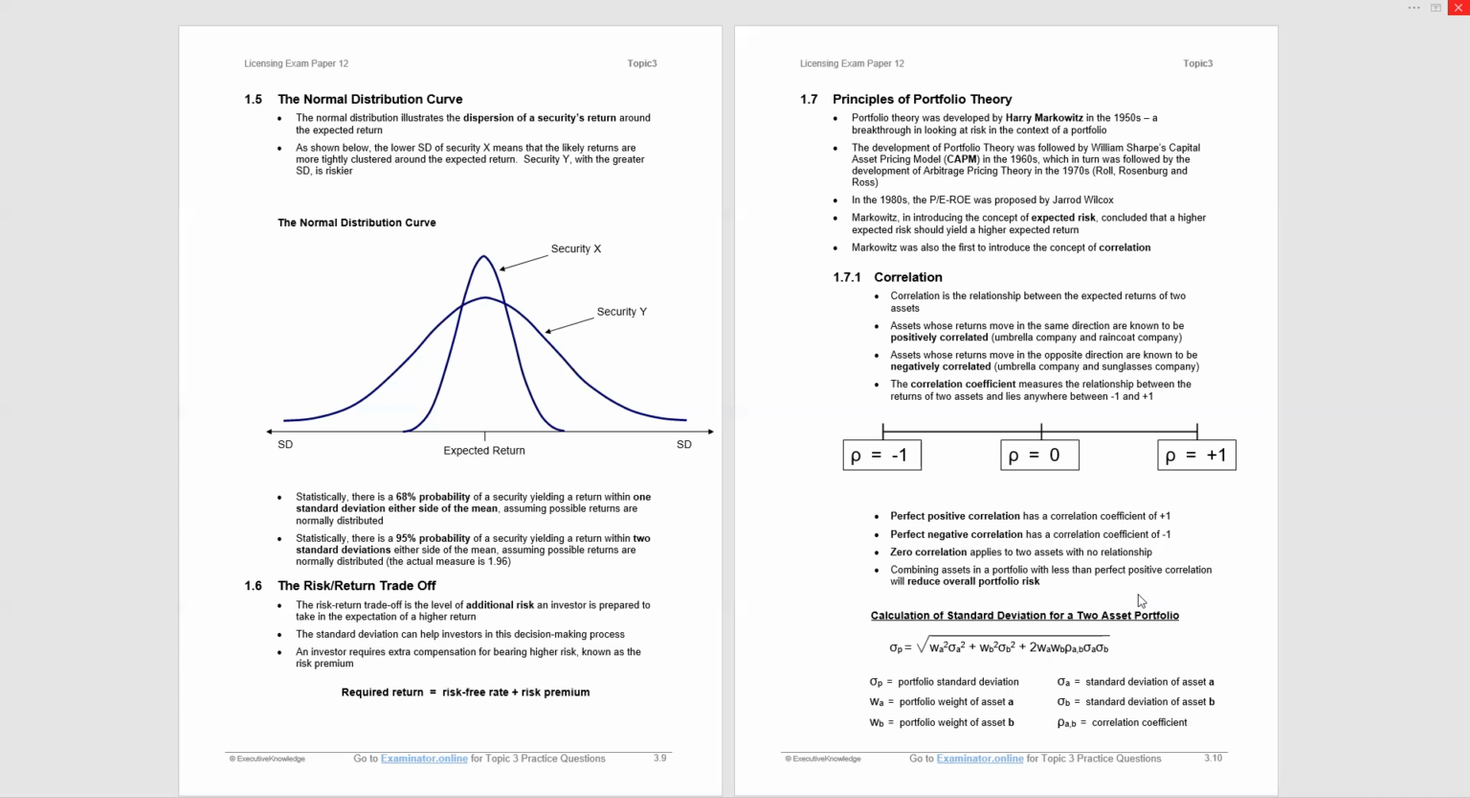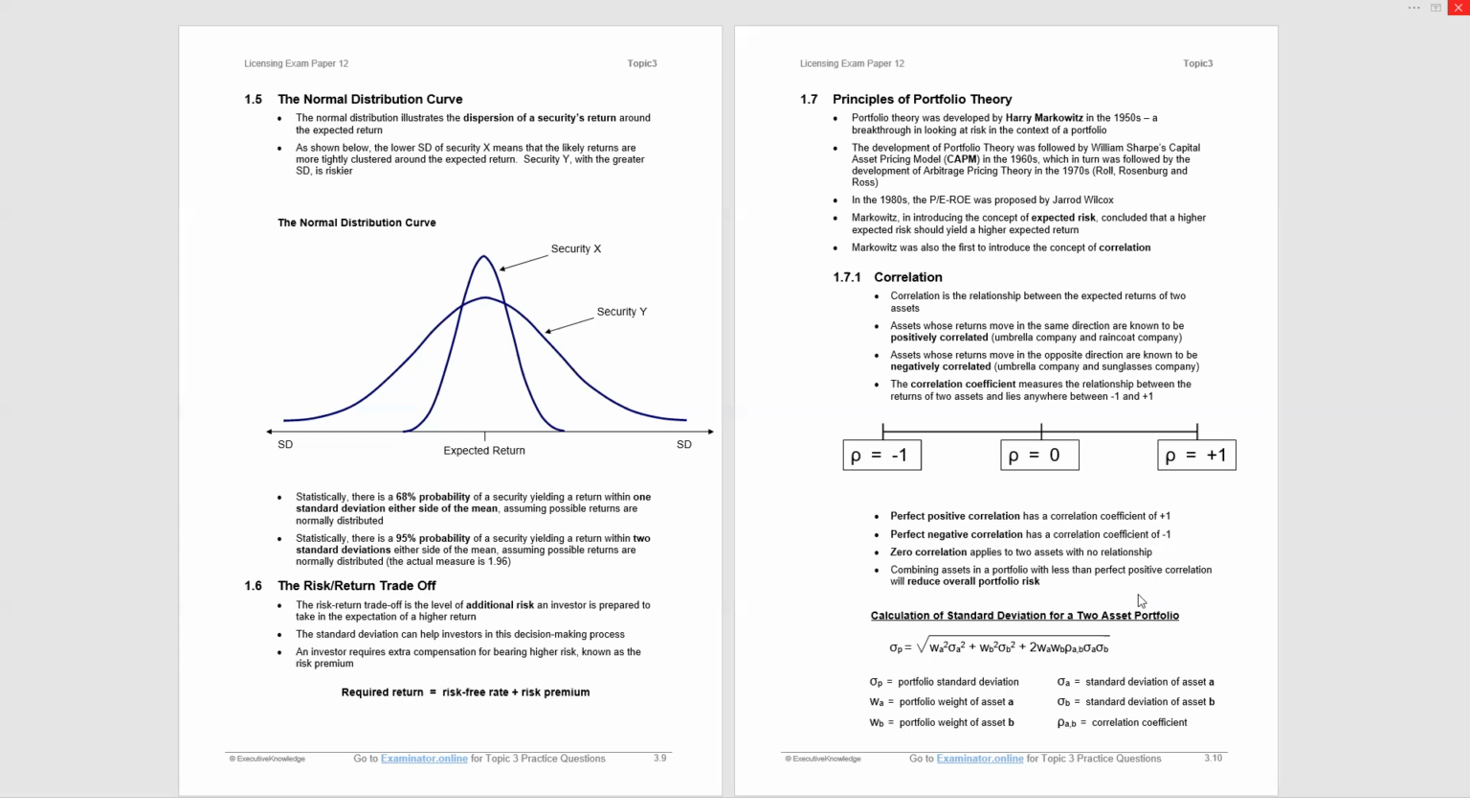So with that, we have a risk-return trade-off, and that is the level of additional risk an investor is prepared to take in the expectation of a higher return. So we're attracted to higher returns, but with higher returns often comes the chance of greater volatility, which means you could make a bigger loss than with a safer return. Standard deviation can help investors in this decision-making process; it gives you the data. And generally, an investor requires extra compensation for taking on higher risk, and that's known as the risk premium.